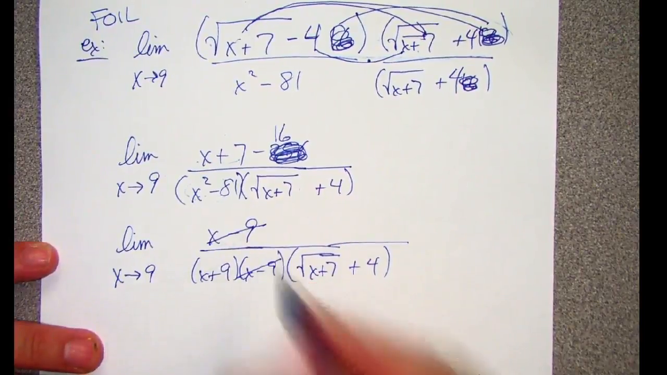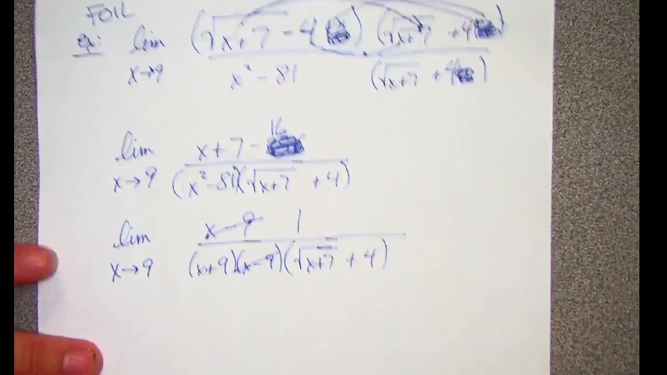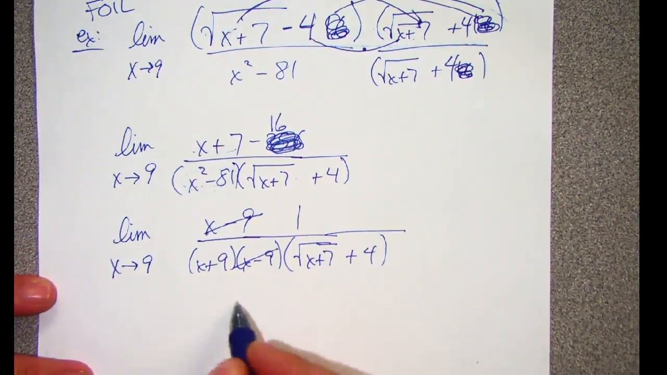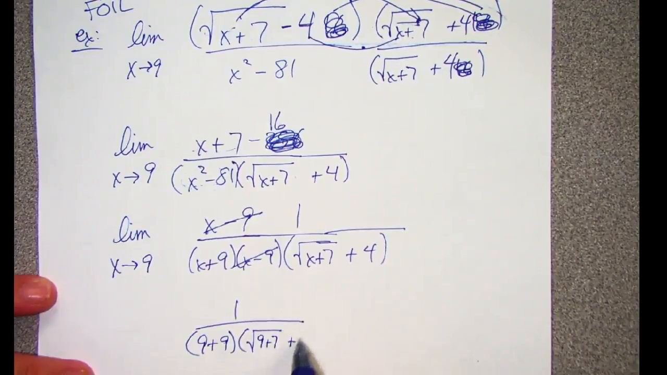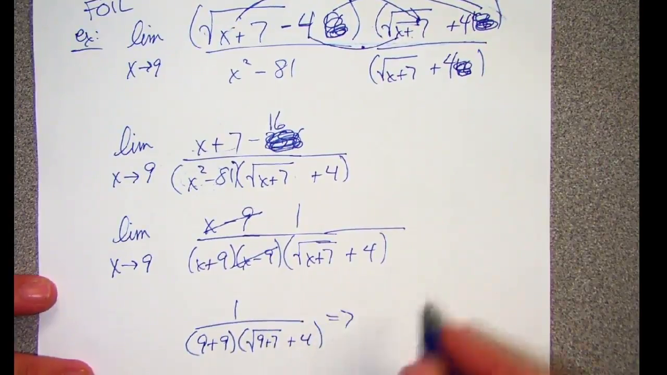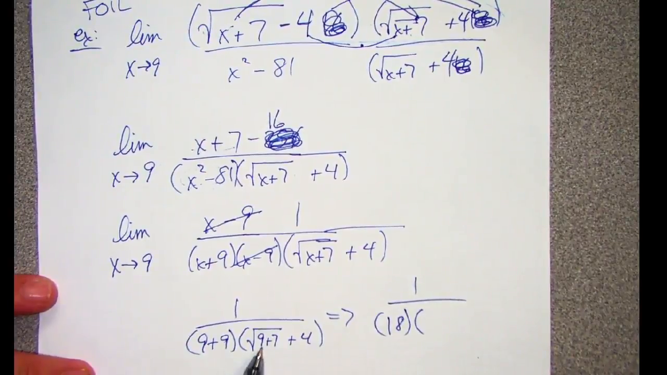Now those cancel. I'm going to have a 1 up there, and now I won't get 0 on the bottom. So now we're in a much better spot. So I can plug in now, and I'd get 1 over 9 plus 9 times the square root of 9 plus 7 plus 4. So 1 over 18 times, this would be the square root of 16, which is 4.